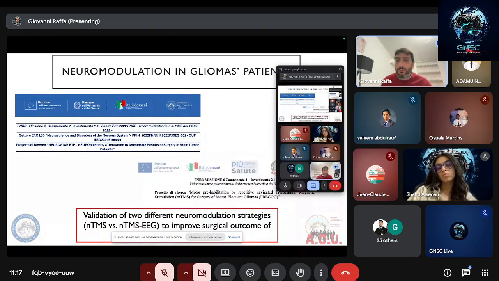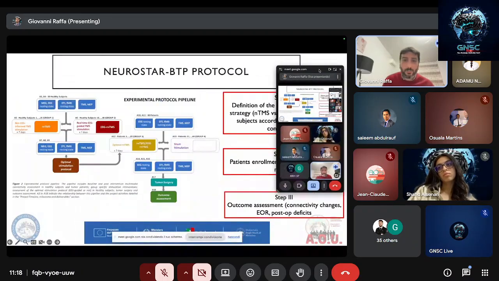trying to investigate the possibility to induce connectivity changes using NTMS in brain tumor patients, and trying to assess if this can impact the extent of resection, the occurrence of postoperative motor deficits, and even the survival of patients. And we are working on that.